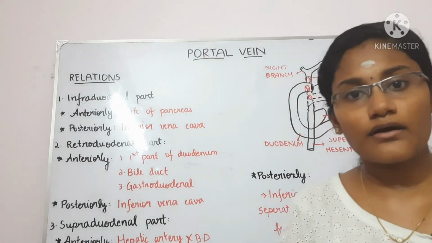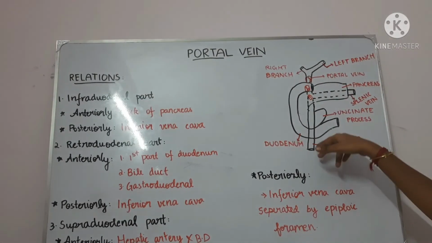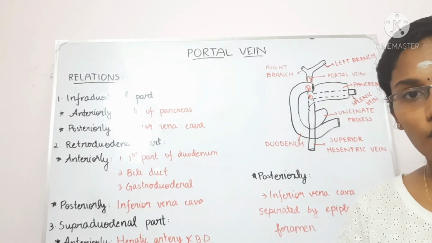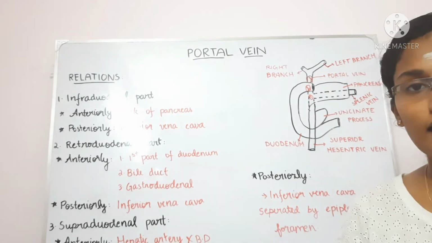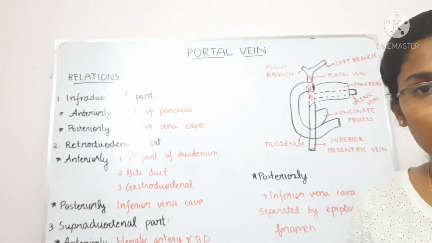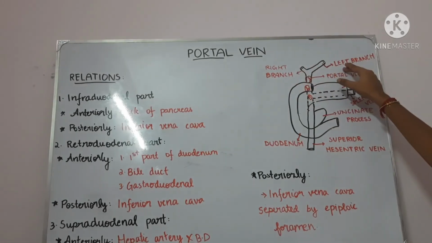Okay, and the blood which goes from the superior mesenteric vein will drain into the right lobe of the liver, and the blood which goes from the inferior mesenteric vein and the splenic vein will drain into the left lobe of the liver. And the termination of the portal vein is at the porta hepatis of the liver, where it divides into a right branch and a left branch.